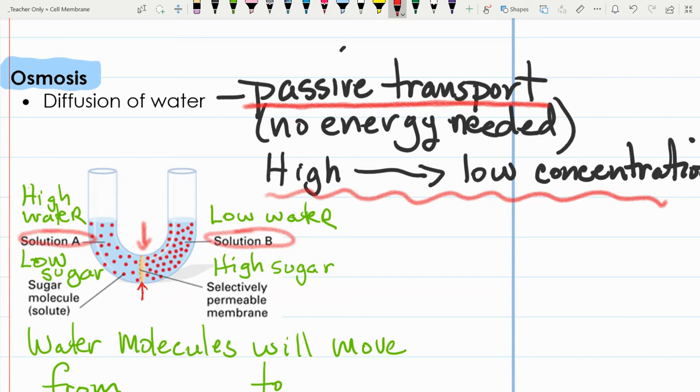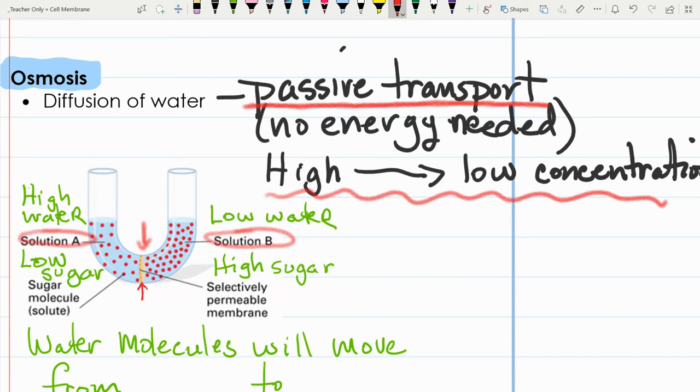Well, what does that say about the water concentration? Well, if you have a lot more sugar on the right, then that means you have less water on the right. And by the same token, on the left, if you have a lower amount of sugar or solute, that means there's actually more water on that left side. Okay, so then the question here is, if we're talking about osmosis, which way is the water going to move? Is it going to go from left to the right or right to the left?